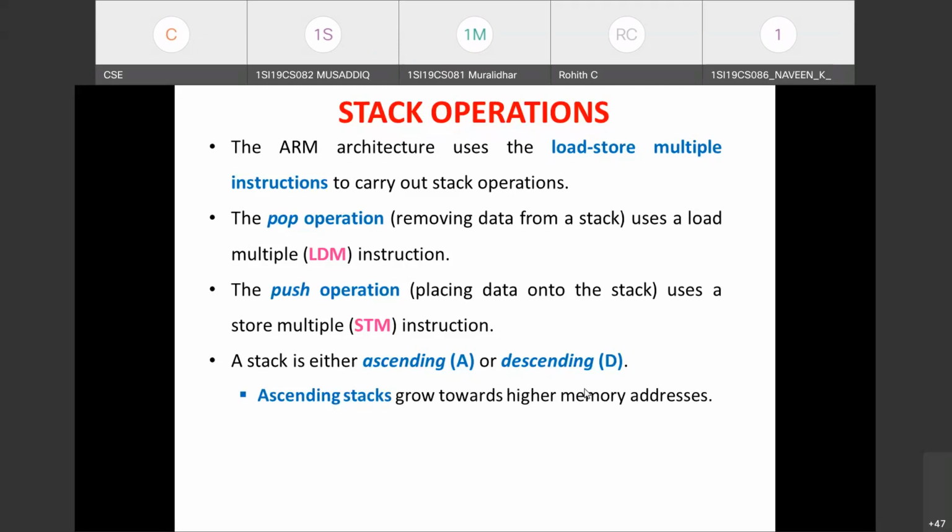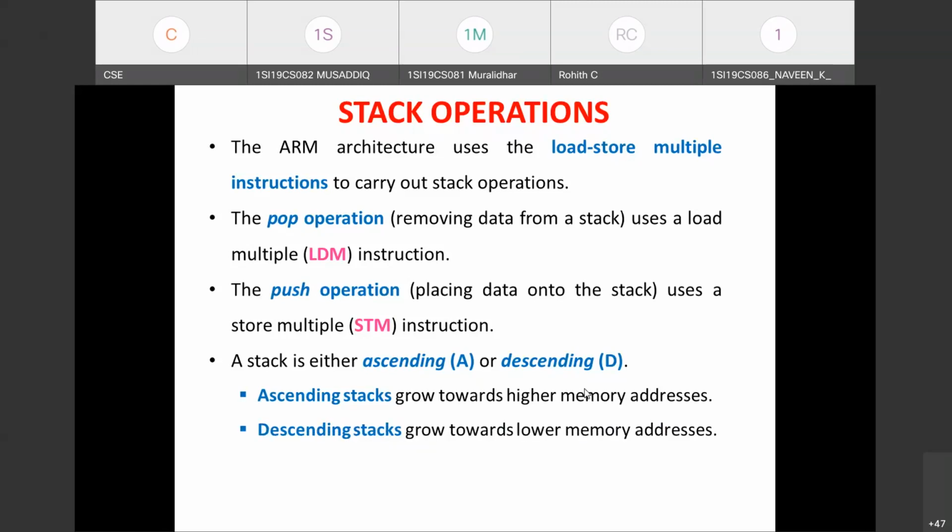Then what do you mean by descending stack? That means the stack grows from higher address to lower address. That is called a descending stack. If the stack is growing in the order of increasing memory address, it is an ascending stack. If the stack is growing in the order of decreasing memory address, then it is called a descending stack. Hope this is clear. Ascending stack grows from lower to higher address. Descending stack grows towards lower memory address, that is from higher to lower, right? So this is about ascending and descending stack.